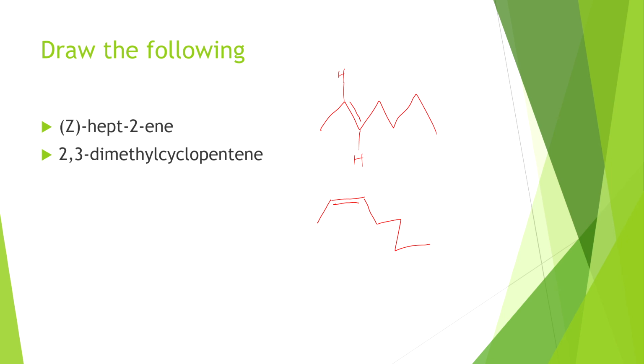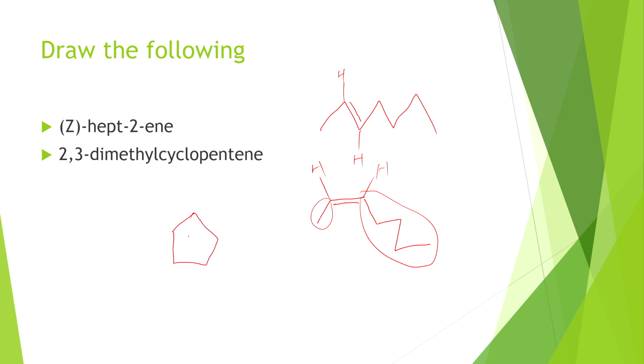As you can see here, the double bond is on the second carbon, and the two groups of priority, which is this group and this group, are on the same side. Because we could just imagine there's a hydrogen here, and these are the groups of priority on the same side. Let's tackle the second one now. 2,3-dimethylcyclopentene. So let's draw a cyclopentane first.